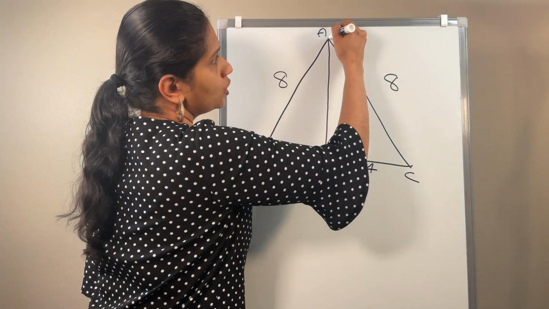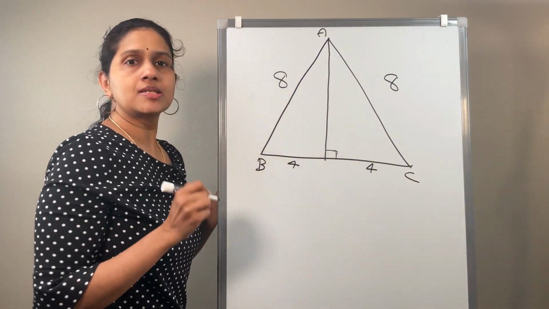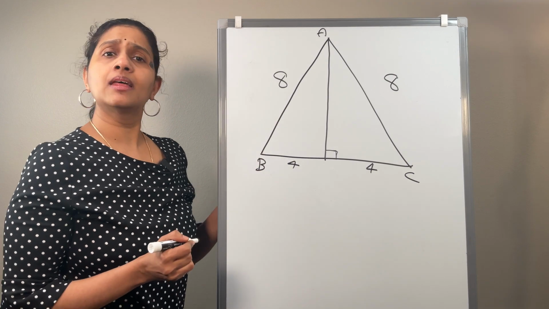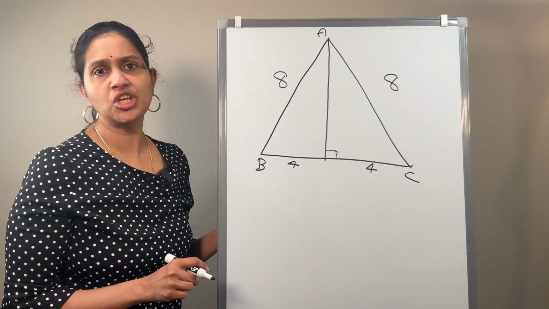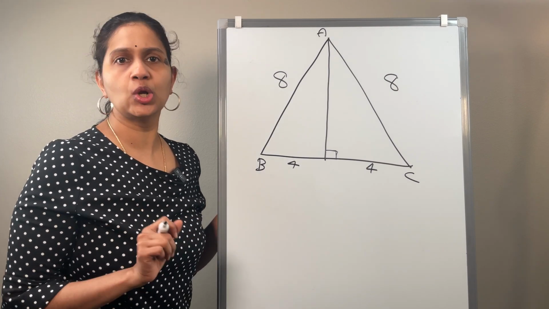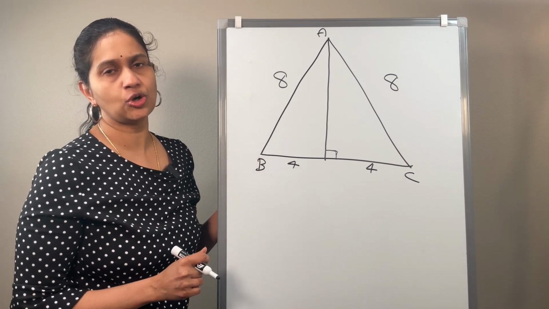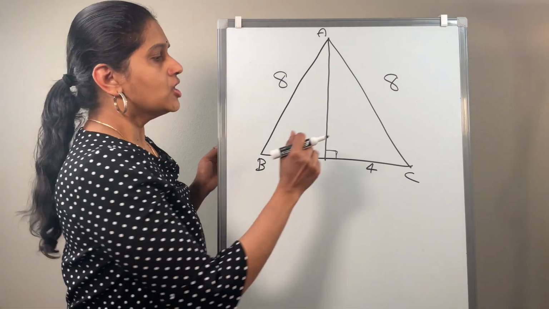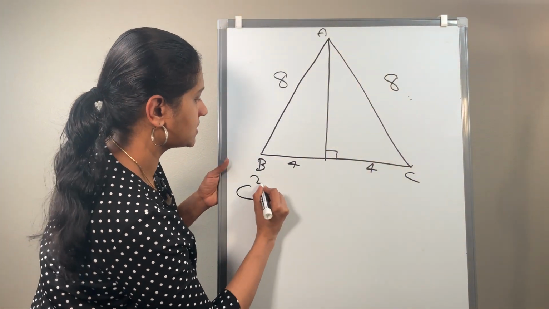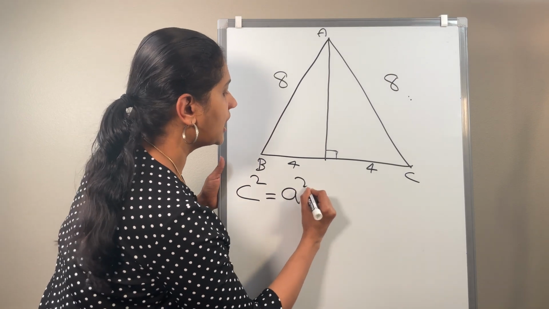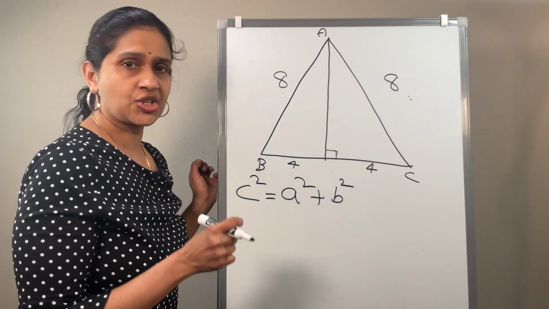Now, what is the formula? This is 8, this is 4. You need to find this height. There is one theorem called the Pythagorean Theorem. If you are not sure about this theorem, I have already uploaded a video and have provided a link in the description below. I would recommend you to check it out before continuing this video. So, according to the Pythagorean Theorem, the hypotenuse square, which is C square, equals A square plus B square, which are the legs of the triangle.